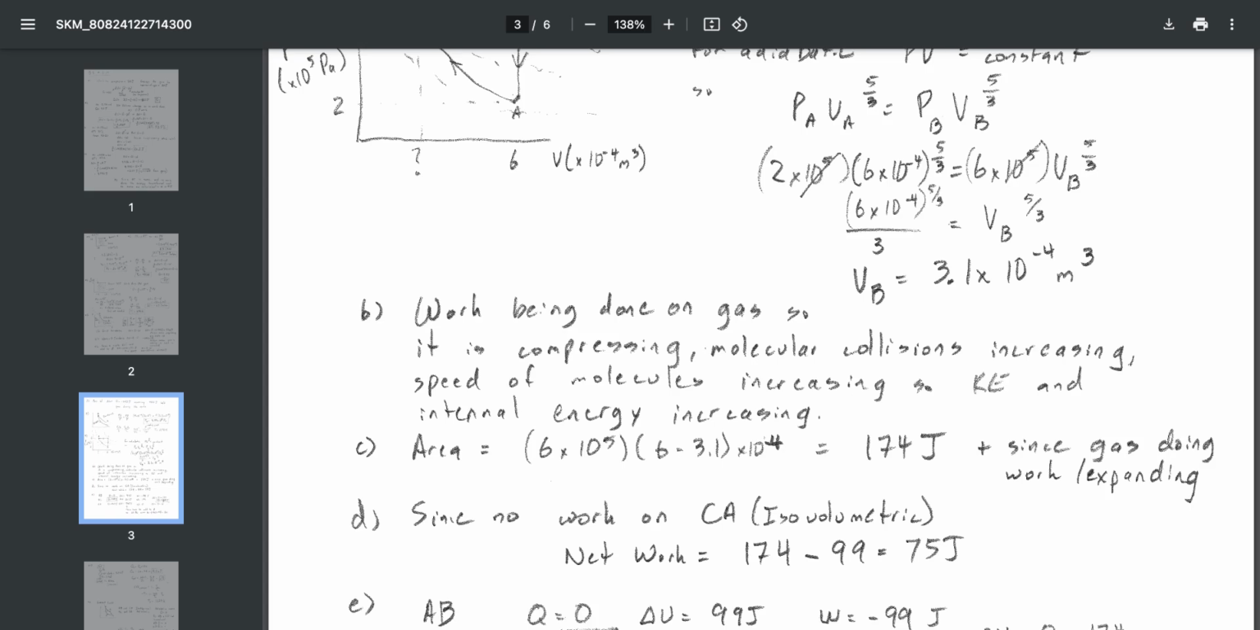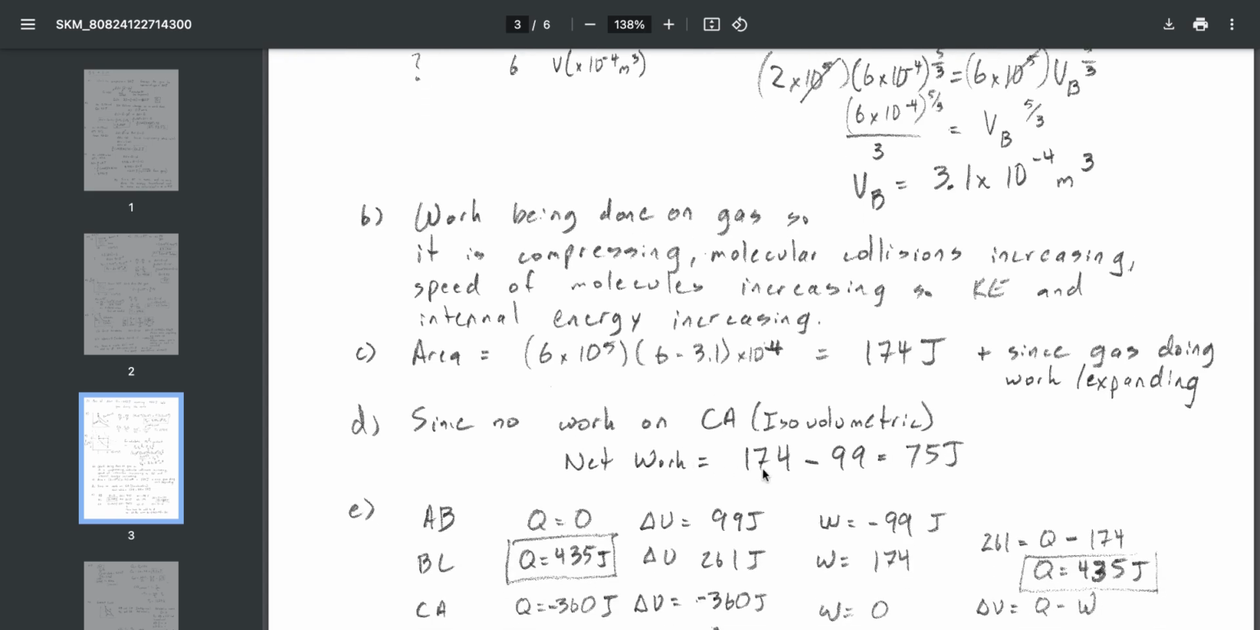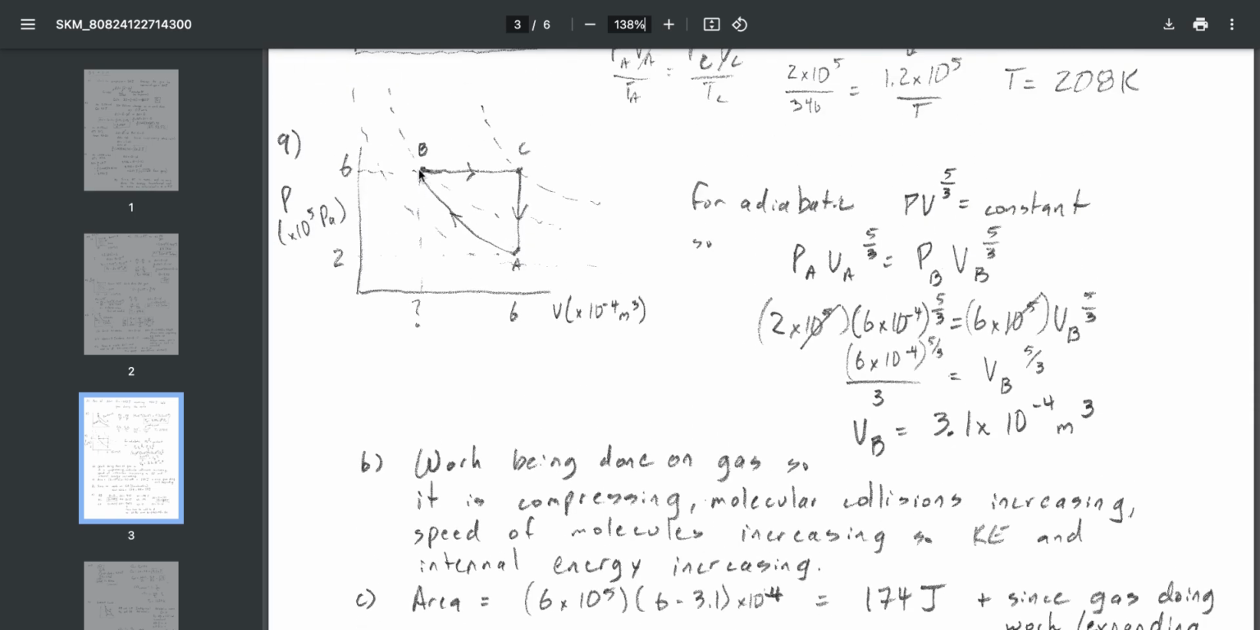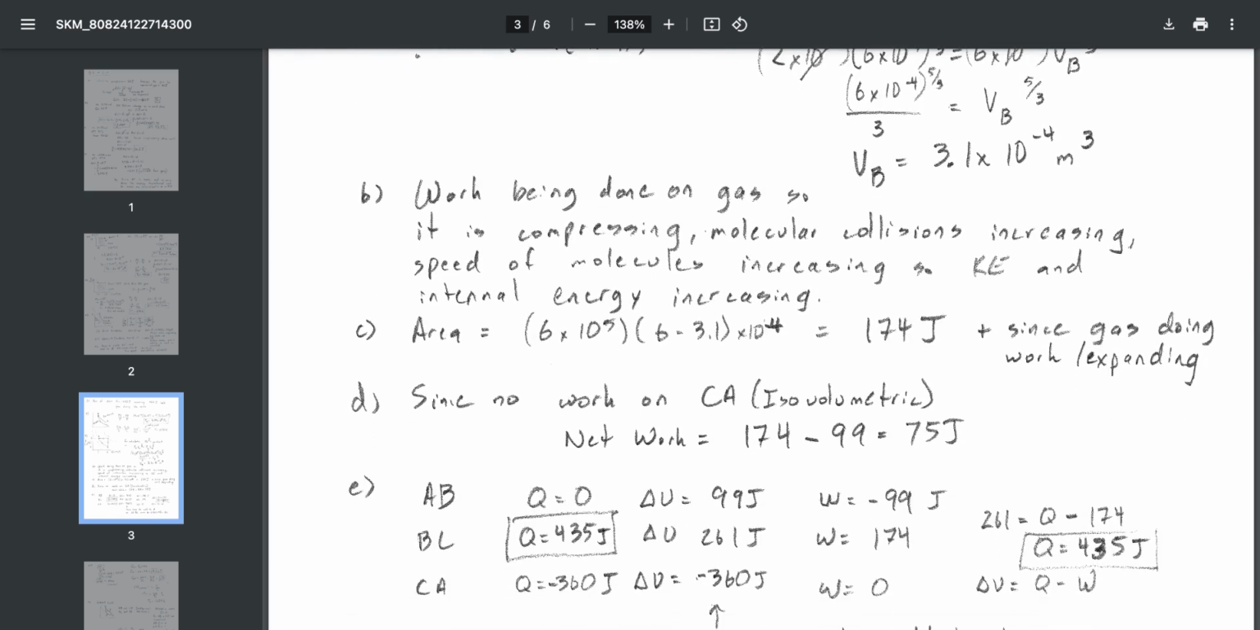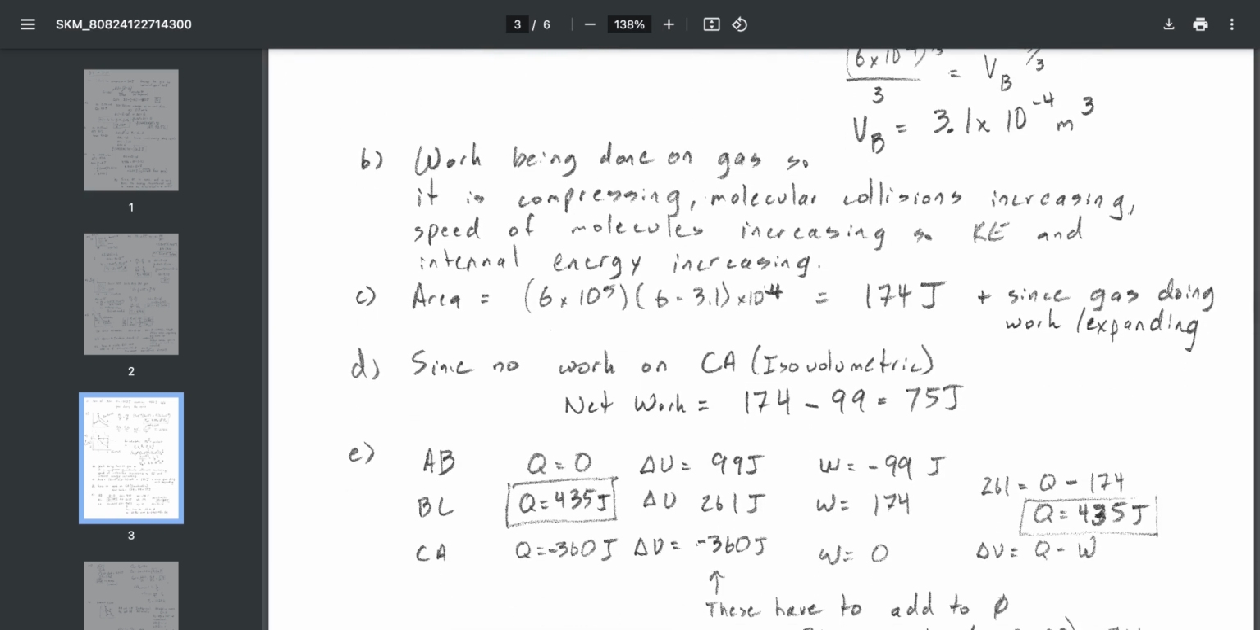Calculate the net work done on the cycle. So net work is going to be 174 minus 99. Essentially what's happening is you take this area and subtract off the area underneath this curve, which they told you was 99. And finally, I filled out this chart because they said the energy that leaves the gas during the process CA is 360 joules. Calculate the energy transfer of the gas during the process BC.